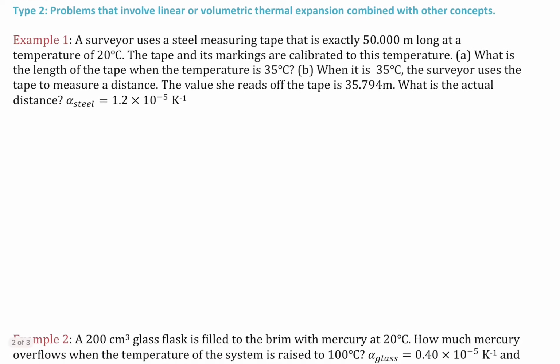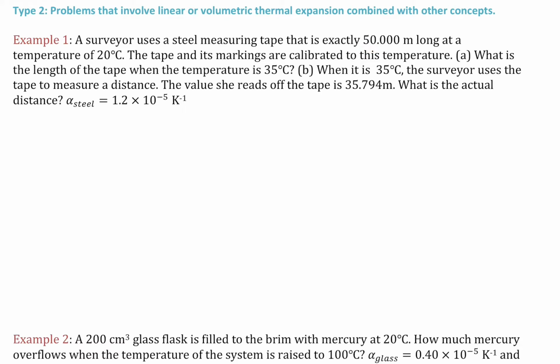Okay, so example 1. A surveyor uses a steel measuring tape that is exactly 50.000 meters long. So very accurate. And why would I have so many significant figures here, 5 significant figures? That's because thermal expansions are pretty small for most substances. They're sizable for gases, I guess. But for solids, there's not much going on. We're talking tiny fractional changes, much less than 1%. And so that's why if we really want to see it, we better have a lot of significant figures.